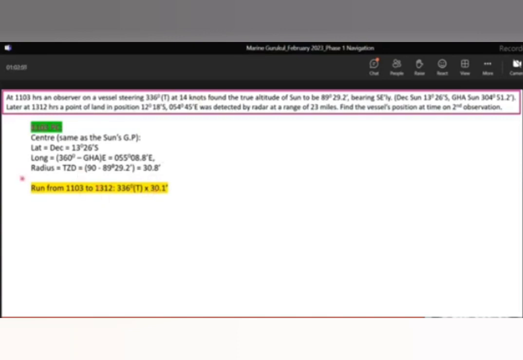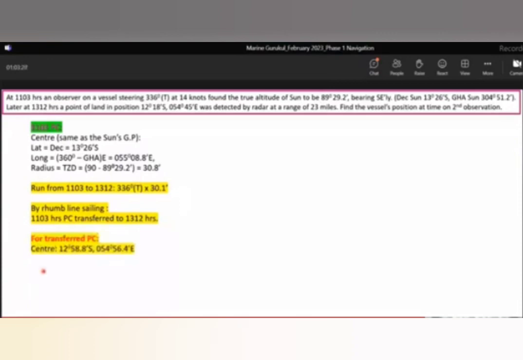Now, this part of it I have not shown on the screen, but I have calculated it. You can also calculate, just to save on time. I'm assuming that you'll be able to calculate the coordinates of the transferred center, the 1103 center, applying this run using plane and parallel sailing. We get the 1103 PC transferred to 1312. The center comes to 12 degrees 58.8 minutes south and 054 degrees 56.4 minutes east. Please do this calculation and see that you're comfortable and you are able to get this as the center of the transferred PC.